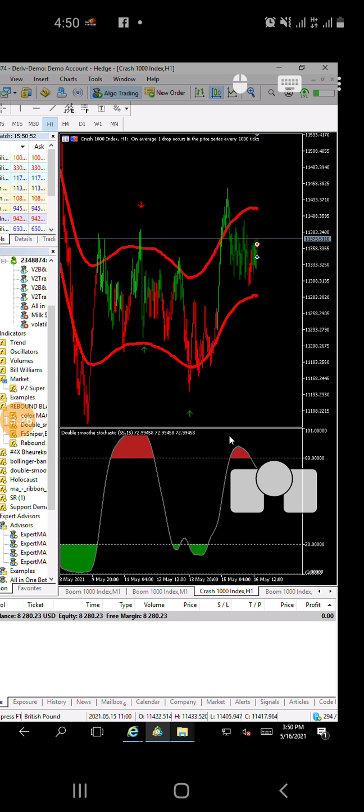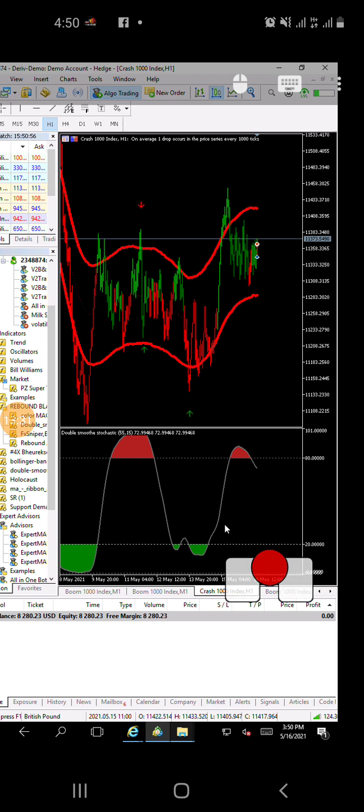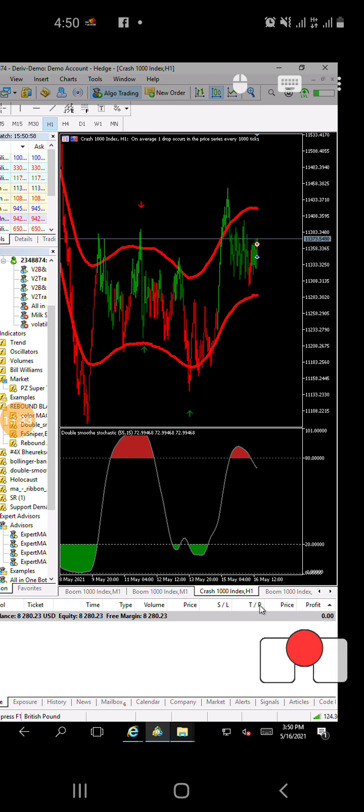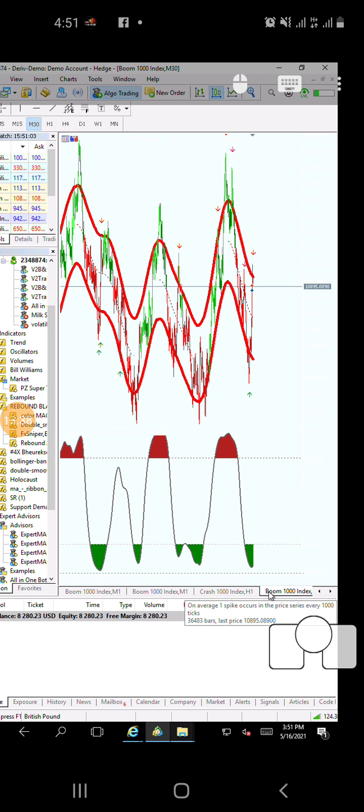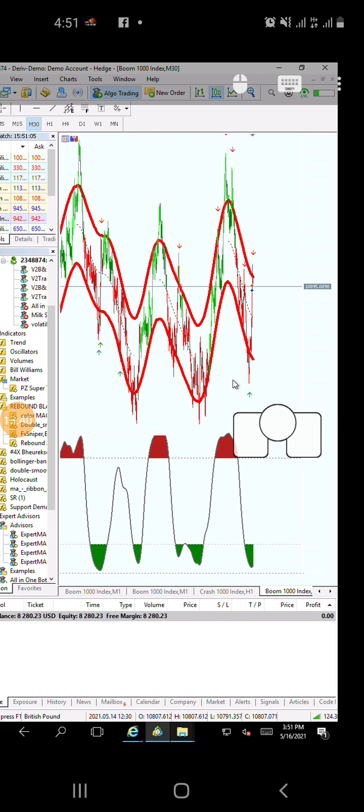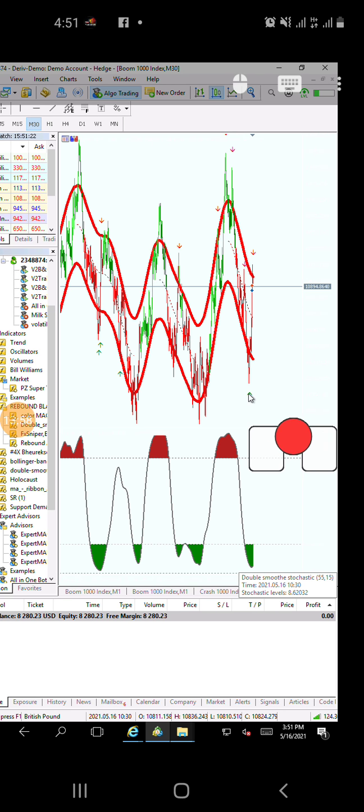That's all. But for the Boom 1000, the same indicator is used. I'm the one that changed the color here, so don't mind me. All you need is that the Boom 1000 is the opposite of the Crash 1000. What you are looking for on the Boom 1000 is for this green zone to be forming, and also for the green arrow to pop up.